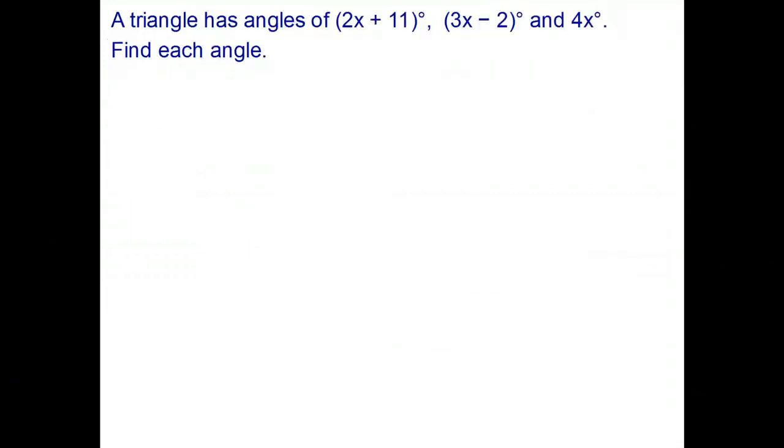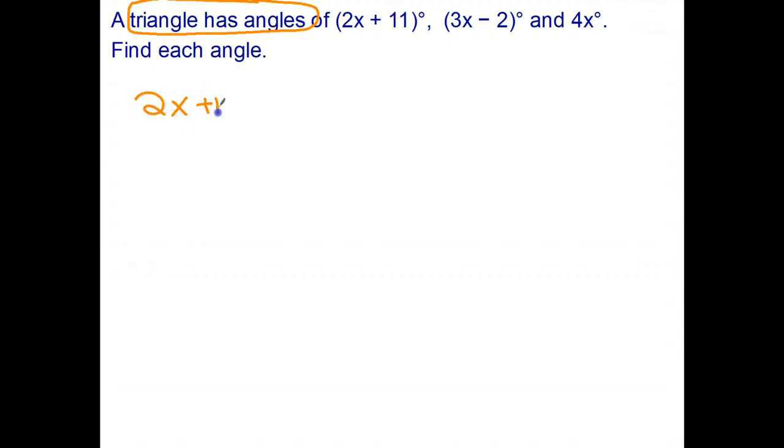Third question. Again, it's a mathematical one. A triangle has angles of 2x plus 11 degrees, 3x minus 2 degrees, and 4x degrees. Find each angle. Once again, you need to draw on your knowledge of geometry. What do you know about the angle sum of a triangle? We know that all the angles add up to 180 degrees. So this one turns out to be fairly straightforward.